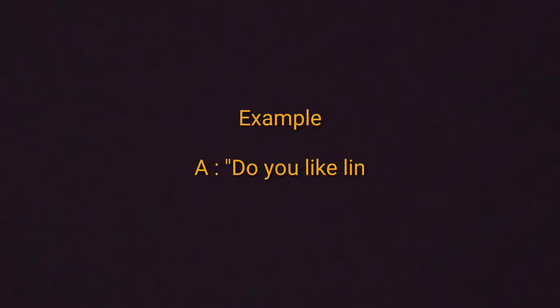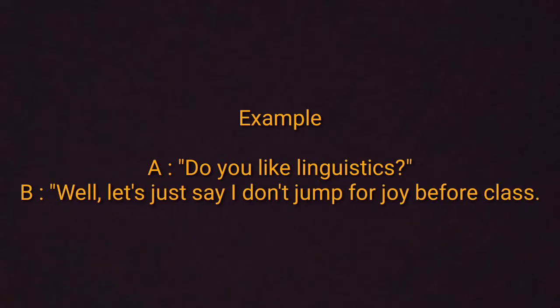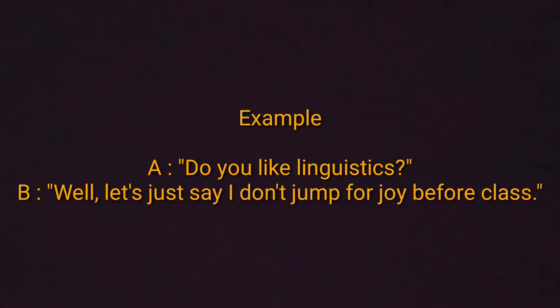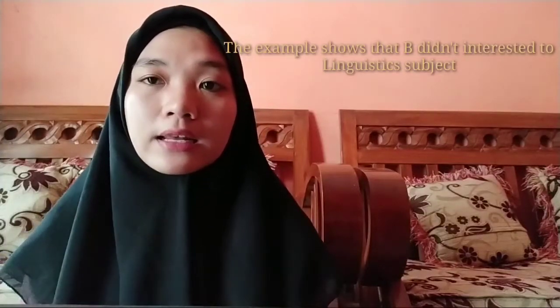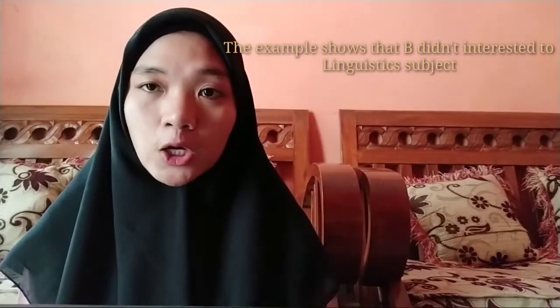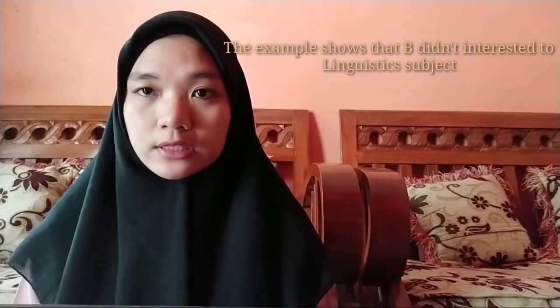Okay, here I will give you an example of conversational implicature. In this example, A asked B about his feeling about the linguistic class, and B said that he didn't celebrate before the class. It showed the uninterested feeling of B about linguistic class.